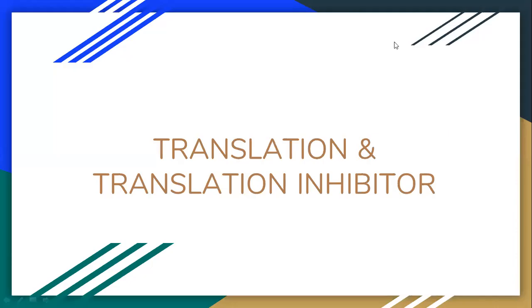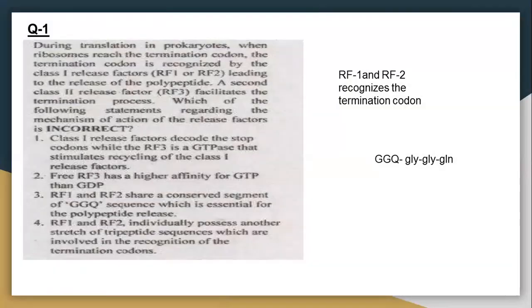So today we'll discuss a few questions on translation and translation inhibitors. First question: during translation in prokaryotes, when the ribosome reaches the termination codon, it is recognized by the class 1 release factors RF1 and RF2. There are three release factors, RF1, RF2 and RF3. RF1 and RF2 actually recognize the termination codon, right?